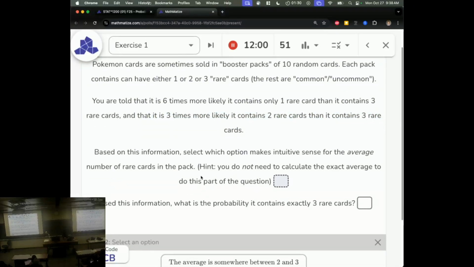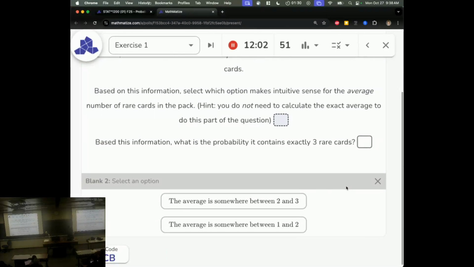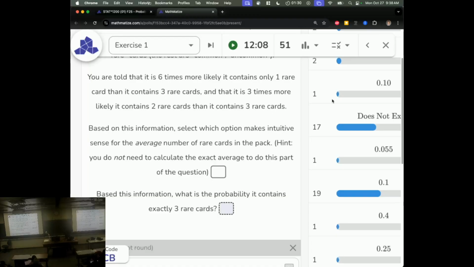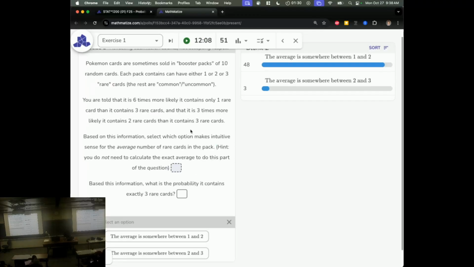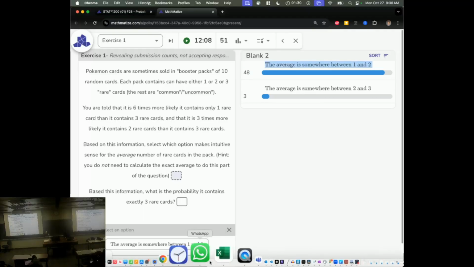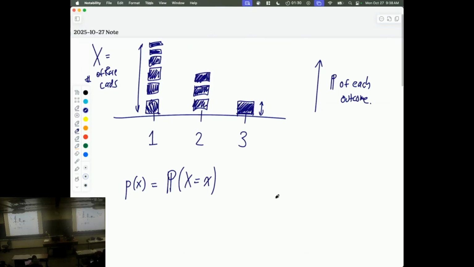And then that leads you to trying to get an intuitive sense of the average. Is the average between 2 and 3, or is the average between 1 and 2? Let's see what people said for that. Okay, let's start with this one. The average is between 1 and 2, overwhelmingly popular and exactly correct. So you can tell just by looking at this little graph, even without calculating anything, that the average has got to be somewhere between 1 and 2.